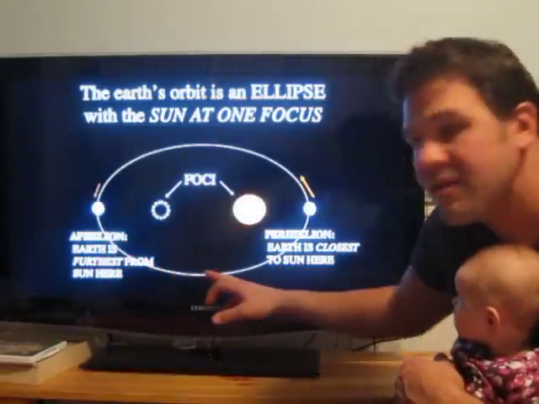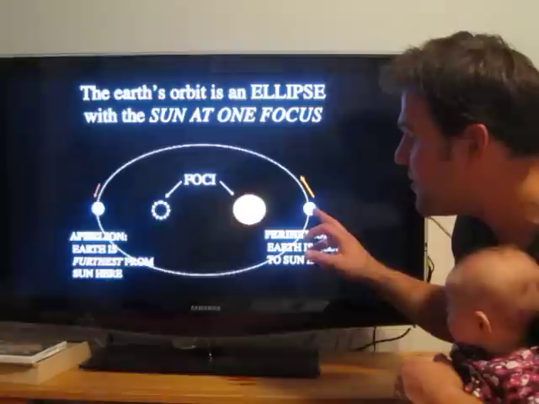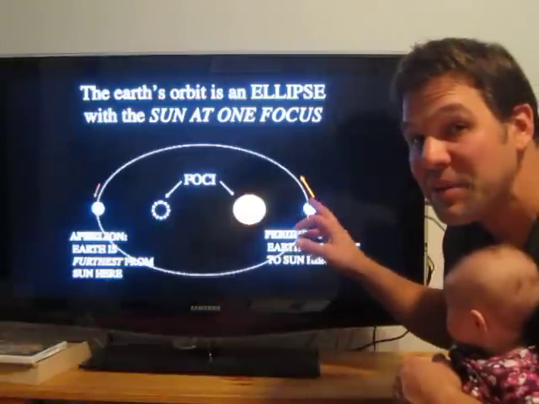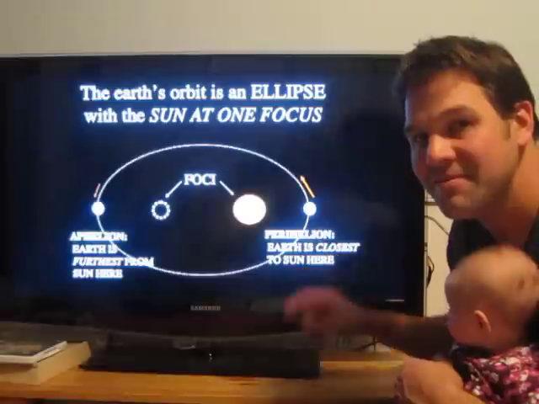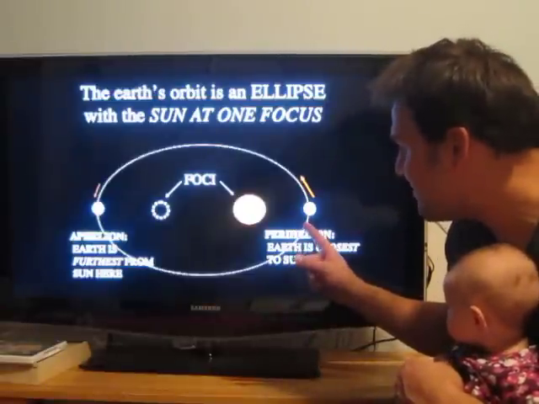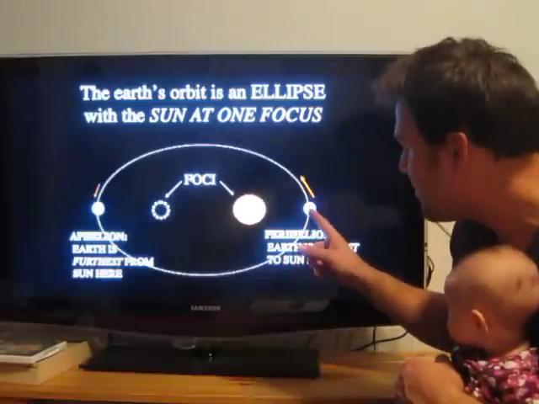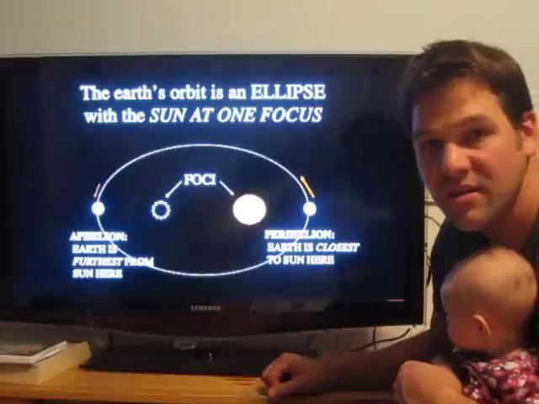And then half a year later, it's in this position here. And now it's pretty close. Perihelion. Pretty close. Perihelion. That was bad. But it helps you remember. So this is perihelion, and that's when the Earth is the closest to the Sun.